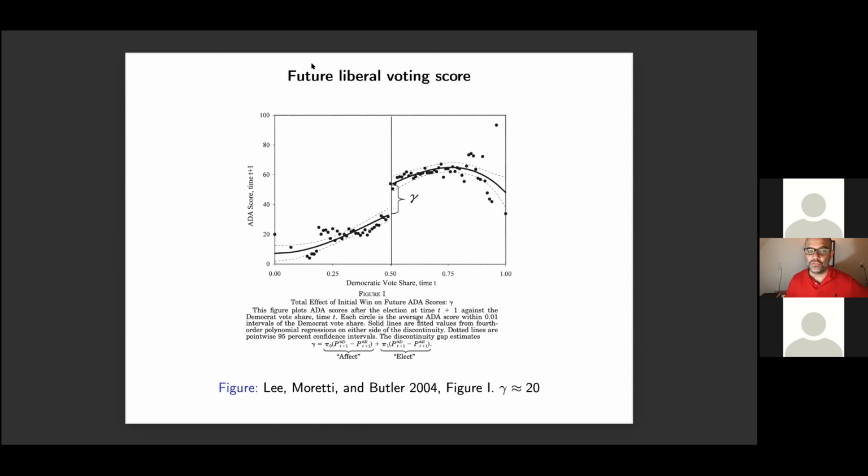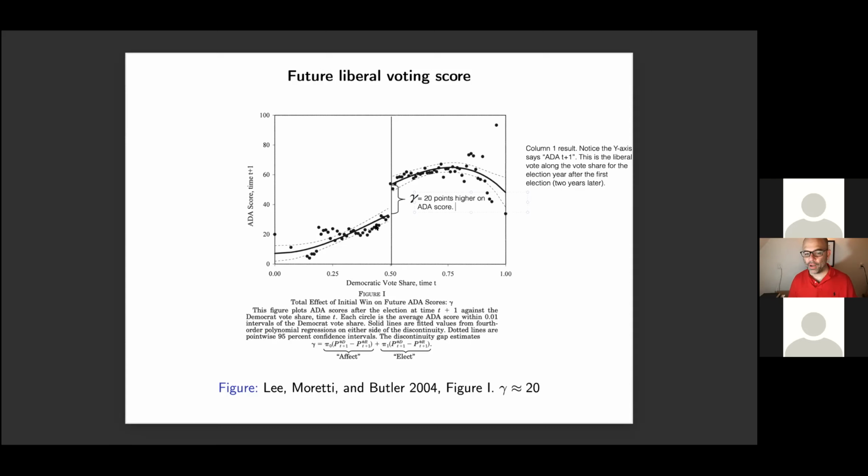So we're going to recreate these figures. Here are the figures. This was column 1. Notice the y-axis says ADA T+1. This is the liberal vote along the vote share for the election year after the first election, so 2 years later. And this right here is 20 points higher on ADA score. There's the gap.